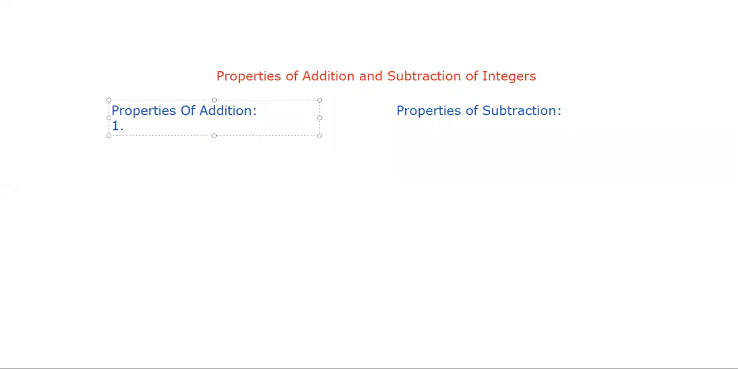Today I'm going to tell you the properties of addition and subtraction of integers, which is a topic for grade 7. It's good if you're in grade 7 so you can understand it better. First, we're going to do the properties of addition. The first property is the closure property.